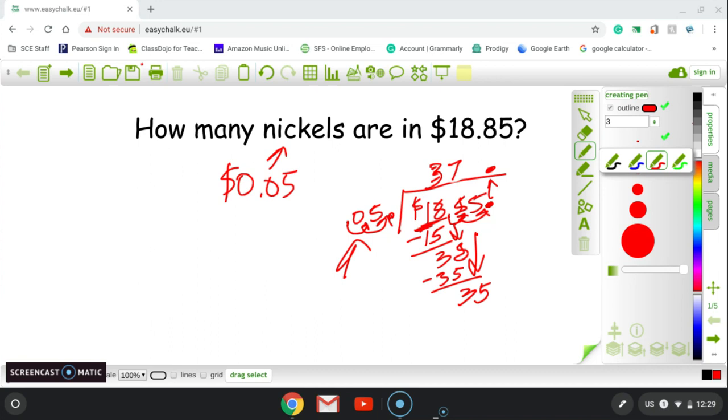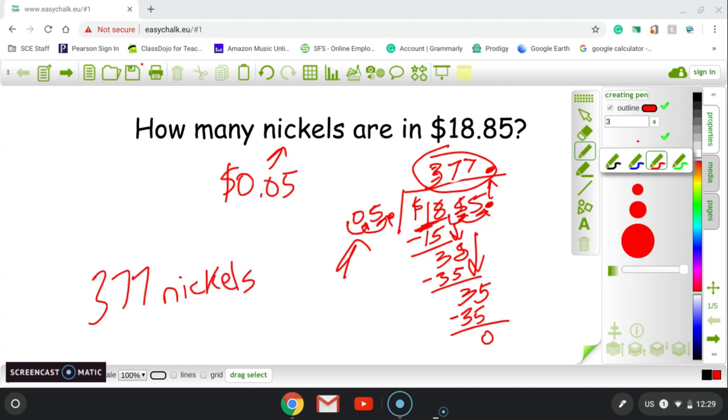How many times will 5 go into 35? The answer is 7, which is 35. So our answer is 377. That is our answer. 377 what? It's actually nickels. On your Schoology, you didn't have to label it. It's just 377.